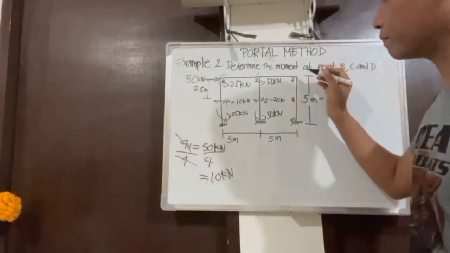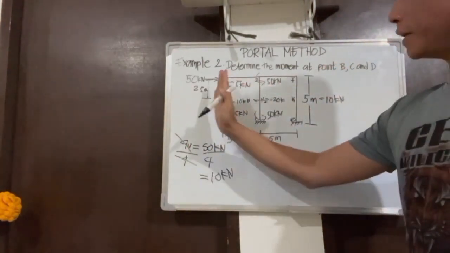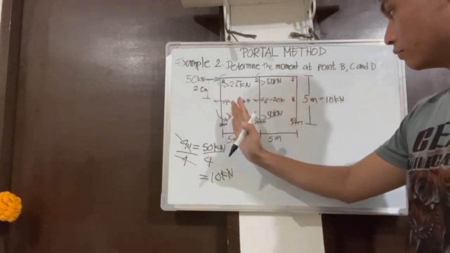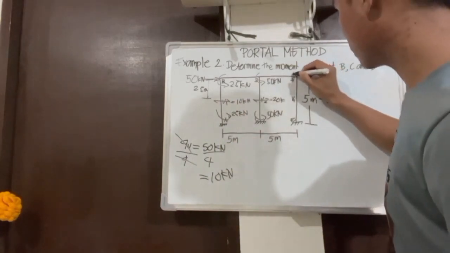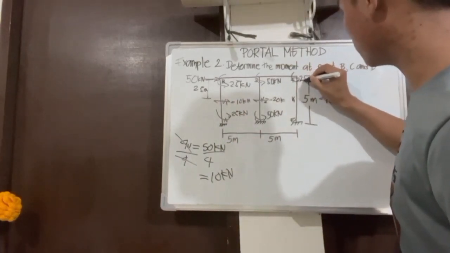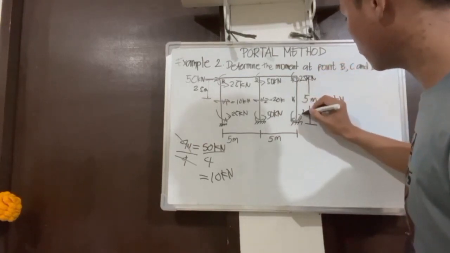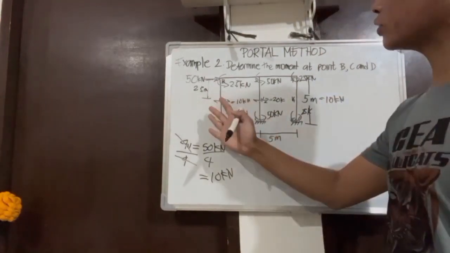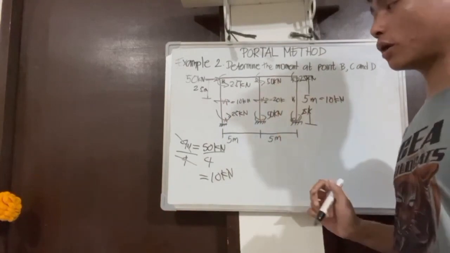And diri sa point F and A, same raman sila diri sa B and A, same raman silang distance, same raman sila og single shear. So, mao lang gihapon 25 moment, 25 kN. So nakuha nato both sides or kada column nakuha nato ang tanan moment.